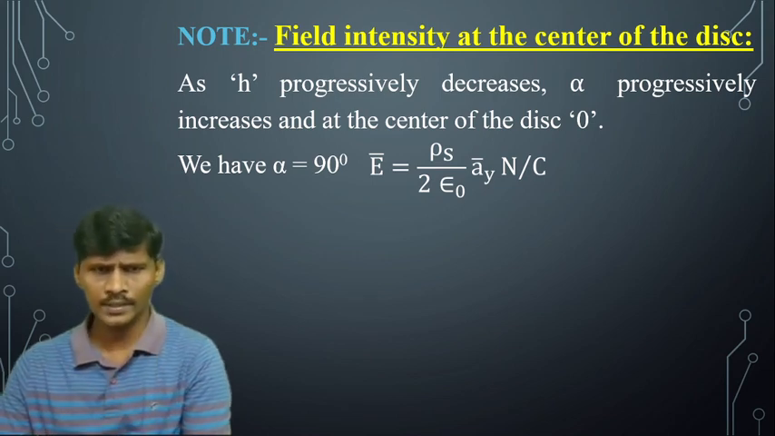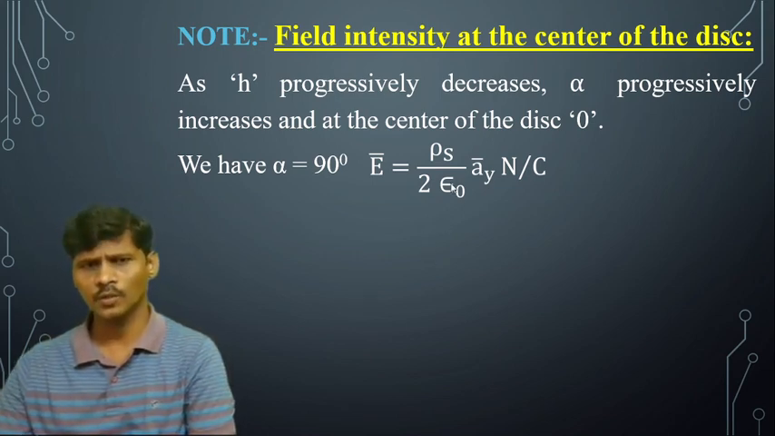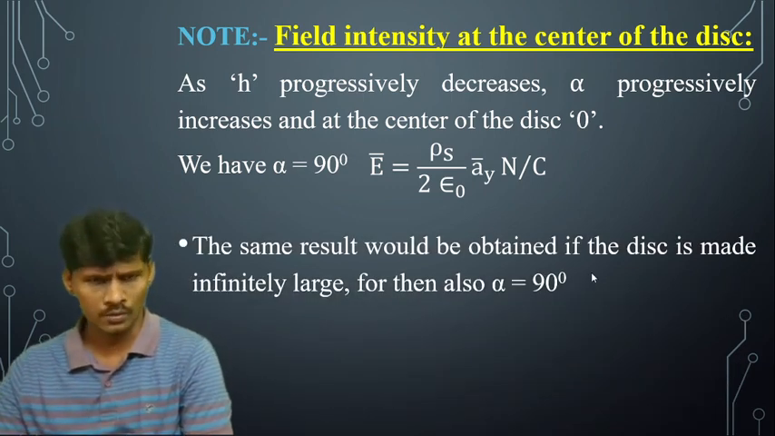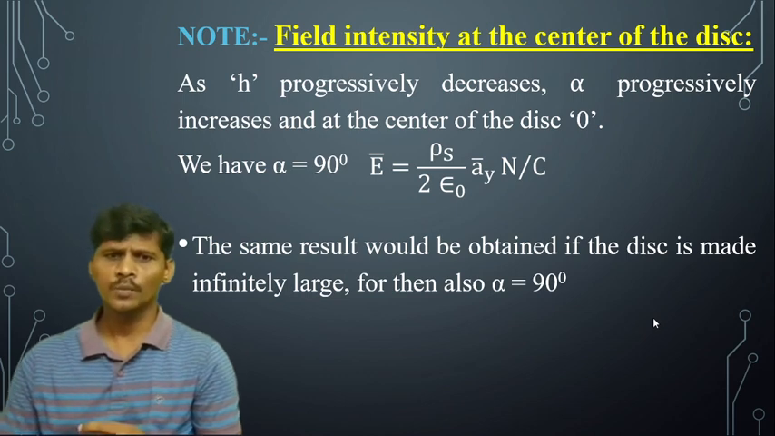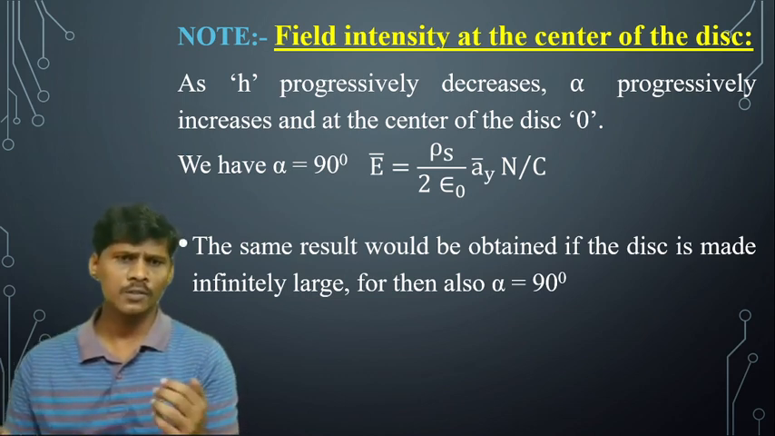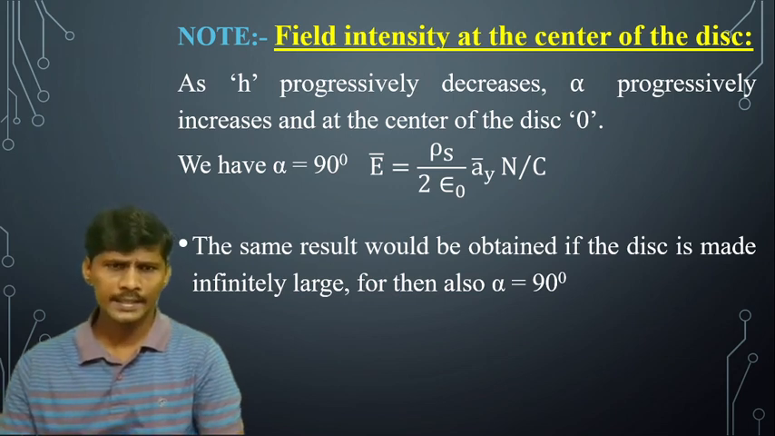So therefore we get the electric field intensity E bar is equal to rho s by 2 epsilon naught into a y bar, in meters per coulomb. The same result would be obtained if the disk is made infinitely large, for then also alpha is equal to 90 degrees.